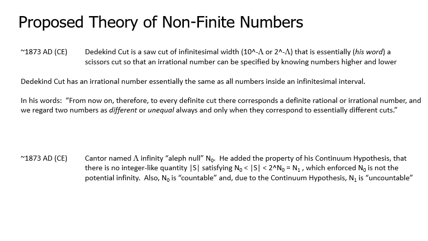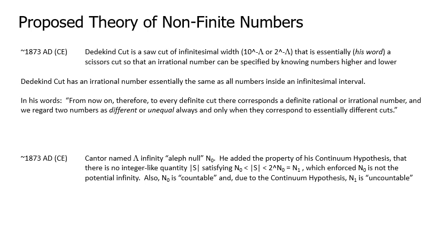A couple hundred years later, Dedekind proposed the Dedekind cut, by which an irrational number is essentially the same as all numbers inside an infinitesimal interval. In his words, from now on, therefore, to every definite cut there corresponds a definite rational or irrational number, and we regard two numbers as different or unequal always and only when they correspond to essentially different cuts.